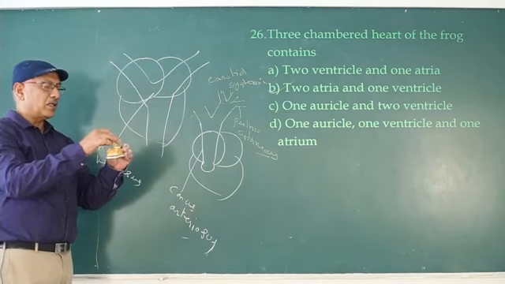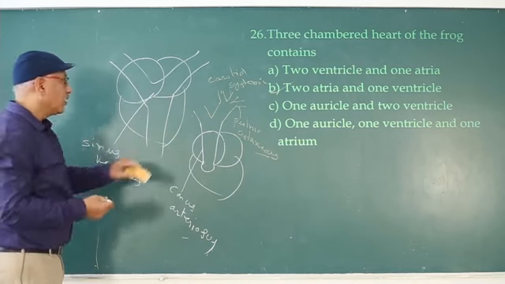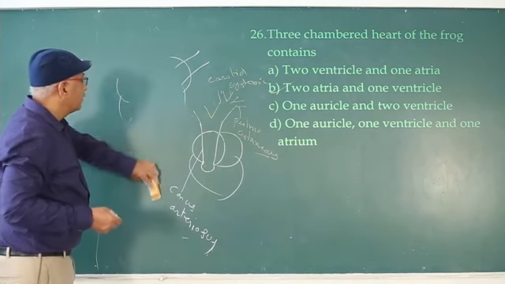Additional chamber present on the heart, sinus venosus. Additional chamber present on the ventral surface, conus arteriosus.